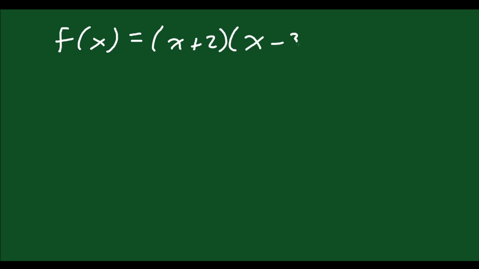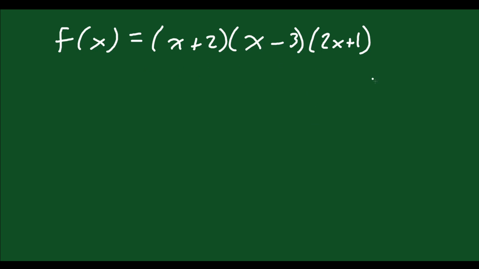Now, let's take a look at how we would start putting these things together. If I have f of x, and let's say they tell me that's equal to x plus 2 times x minus 3 times 2x plus 1. What is this? Well, this is the factored form, right?